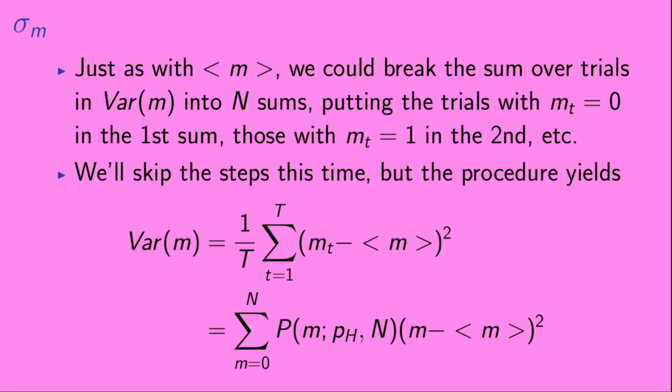We'll skip the steps this time, but the procedure yields the following. We transform our original expression for the variance of m, which is 1 over t times the sum over trials of the square of m_t minus the mean value of m, into a sum over m from m equals 0 to n of p of m given ph and n times the square of m minus the mean value of m.